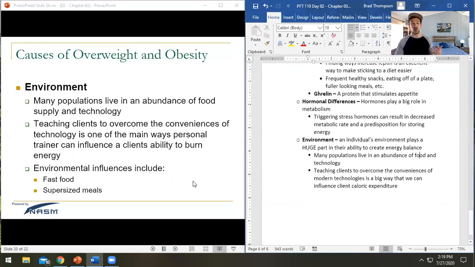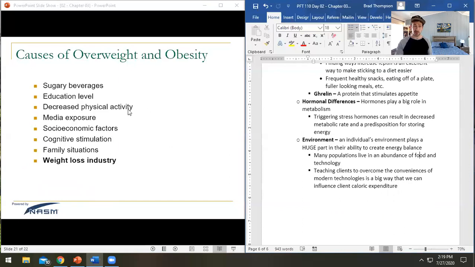expenditure. And so environment affects things like how often you're going to consume fast foods. This is one of the reasons why we actually see more obesity in poorer neighborhoods, because there are more fast food restaurants in areas like that. Supersized meals is a big part of that. More sugary beverages. Education level is huge.